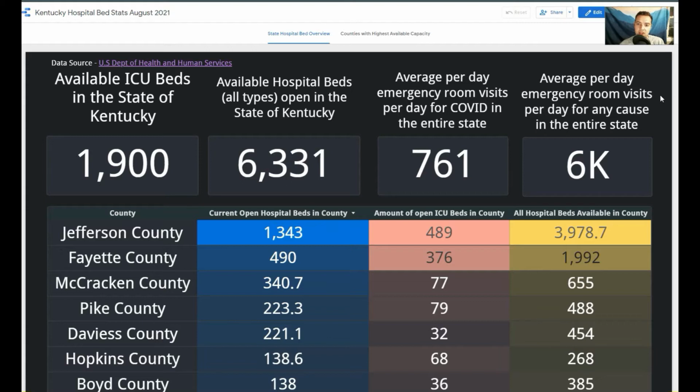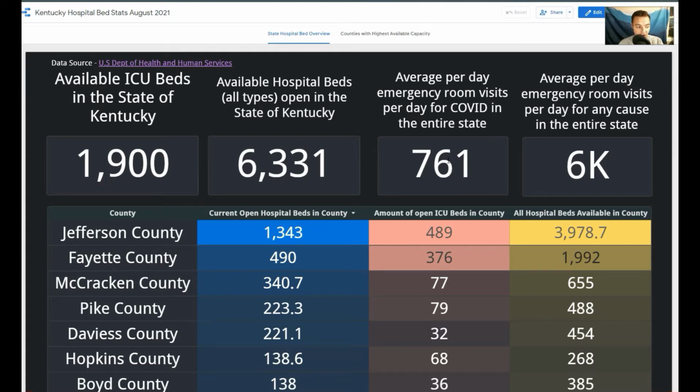Did a data transformation project on Kentucky's hospital bed stats here. This is August 2021's numbers, and I just wanted to answer a few simple questions. So I did a 2-page report in Google Data Studio that showed the available ICU beds, the available hospital beds of all types, the average emergency room visits per day in the entire state that were for COVID, and then the average per day emergency room visits for any cause in the state.